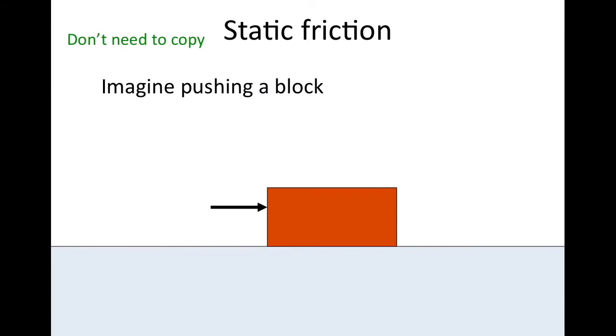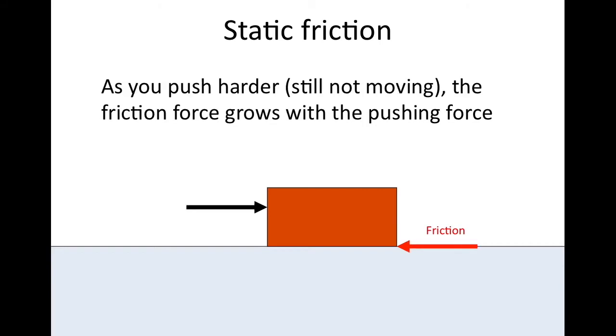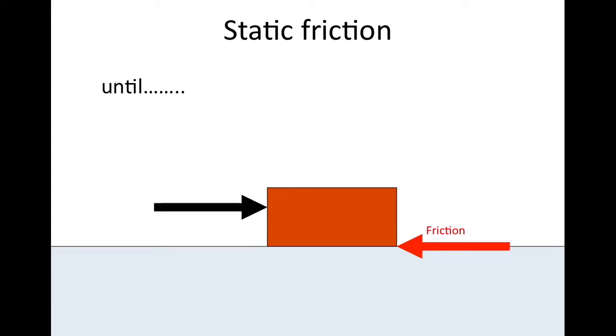Imagine pushing a block. This is just an example. If you're pushing a block, it doesn't move, then you know that the friction must be equal but opposite to the pushing force. So here is where you have static equilibrium. You have the friction matching the applied force. As you push harder, the object is still not moving. The friction force grows with the pushing force. So as you continue to push, the friction will match the push until the block just starts to move.